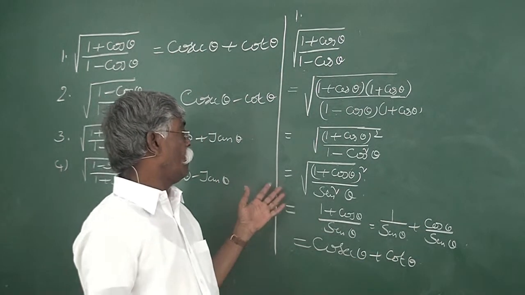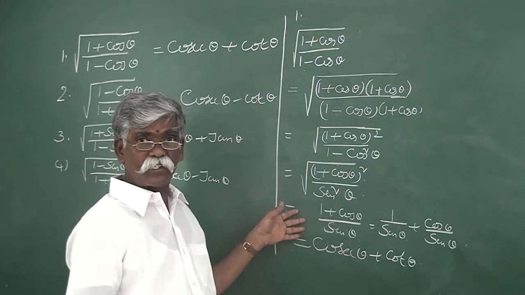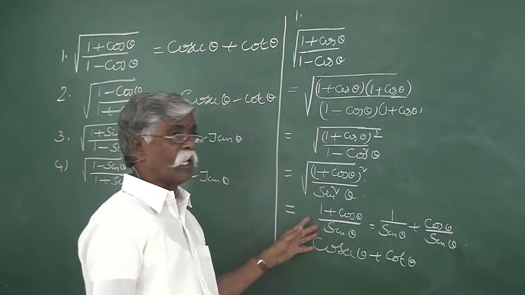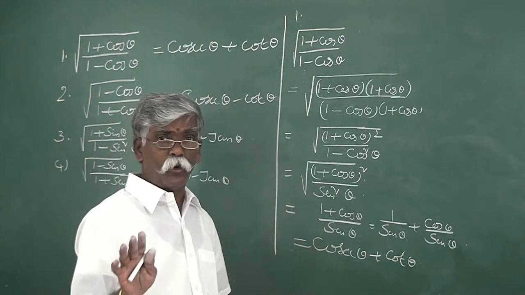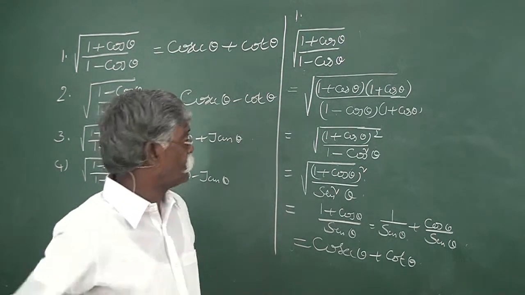Here actually when we take the square root, we have to take plus or minus, but the quadrant is not given, therefore we have taken only the positive value. When no information is given about theta, we will take only the positive.